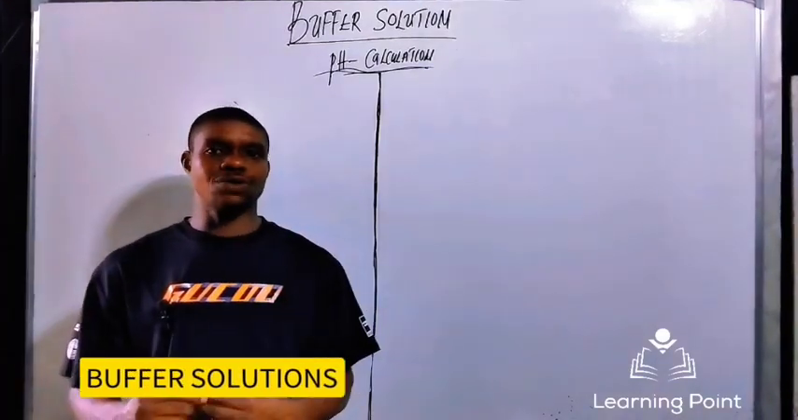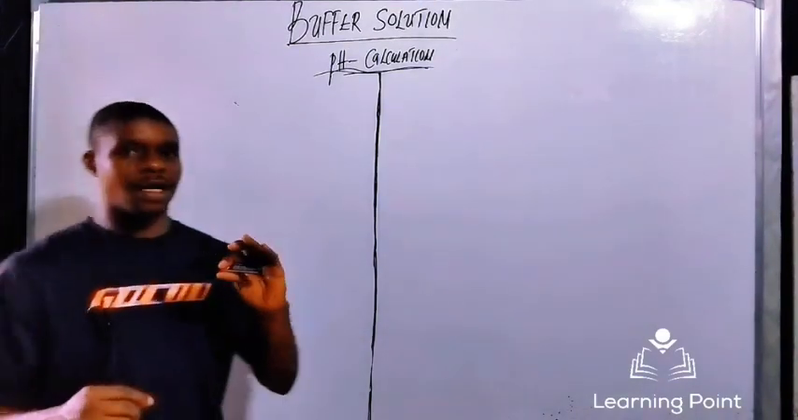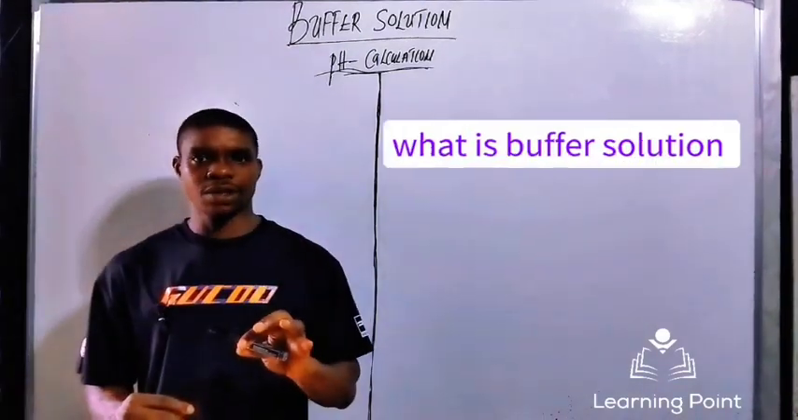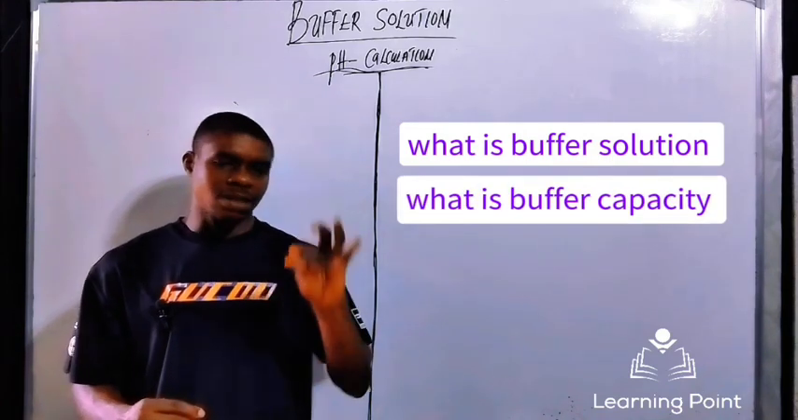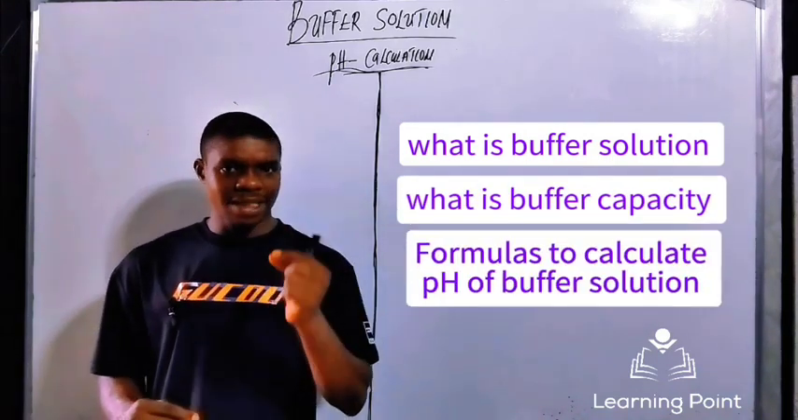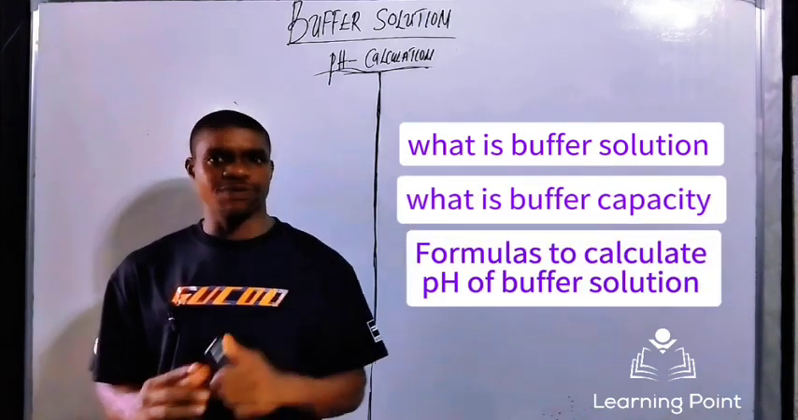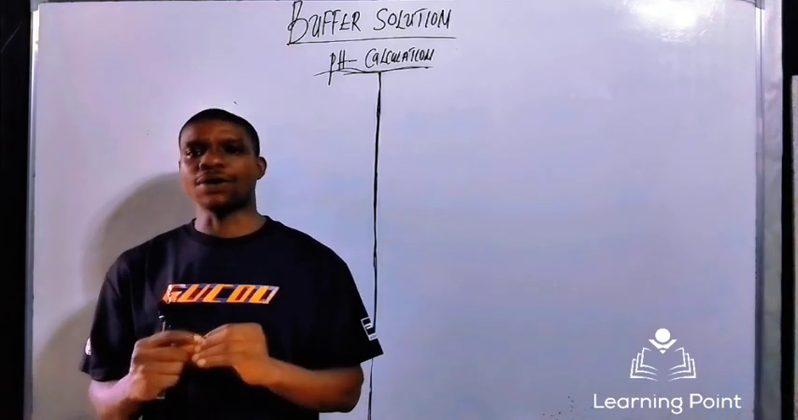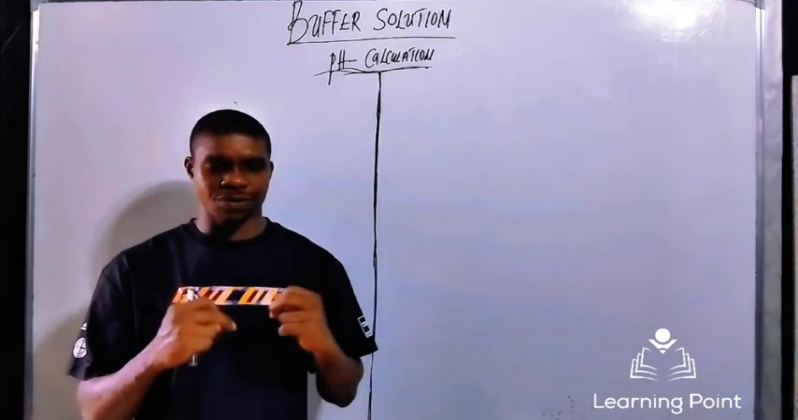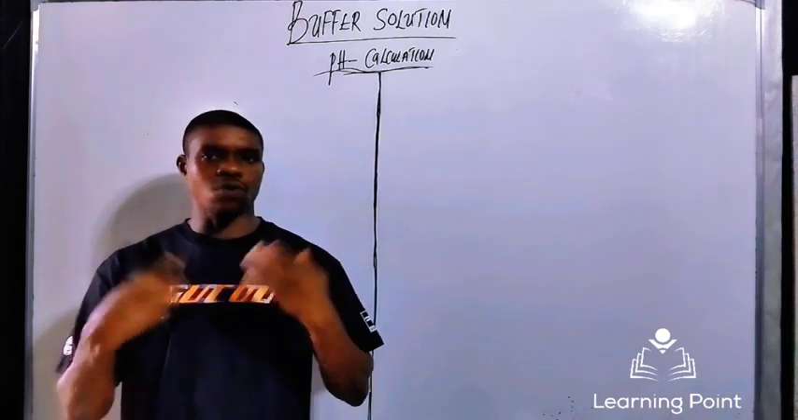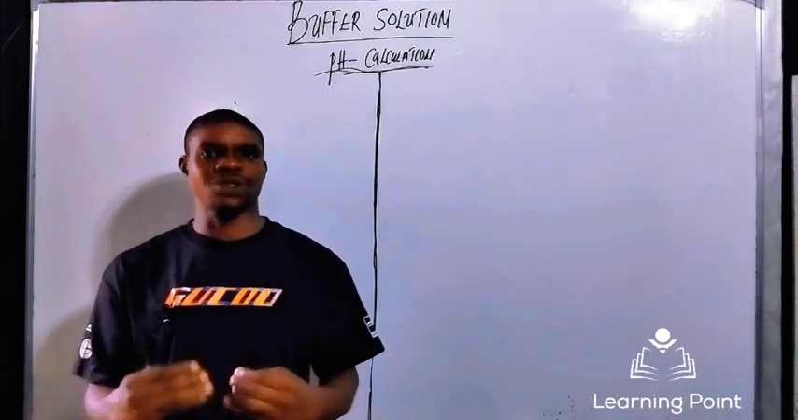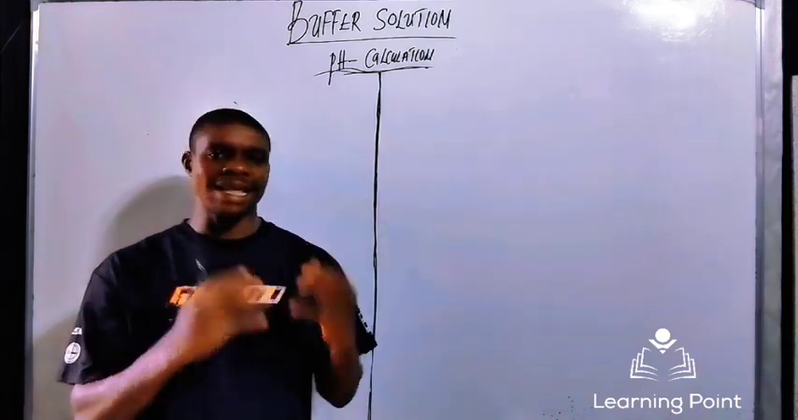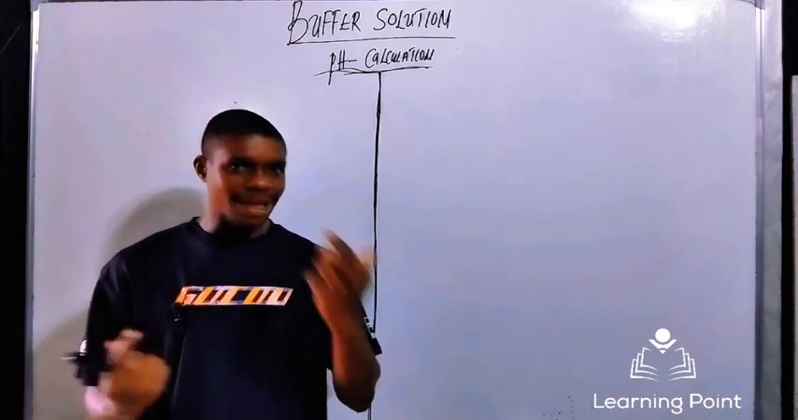Let's talk about buffer solutions. So we have to look at what a buffer solution is, buffer capacity, then the formula to calculate the pH of a buffer solution, which is called the Henderson-Hasselbalch equation. We will solve simple calculations in this video, but in the next video you have to solve complex calculations. So stick to the end of this video and make sure you take down every single thing. So let's get into it.